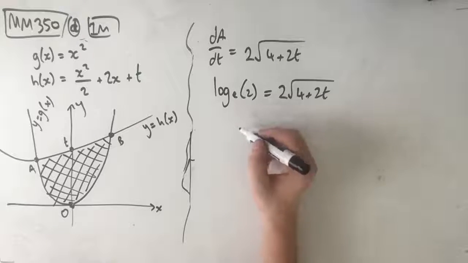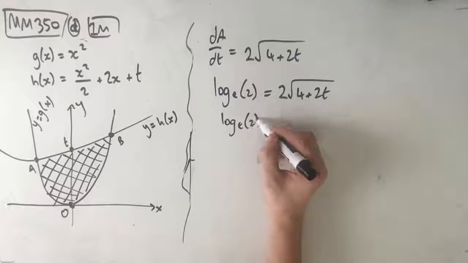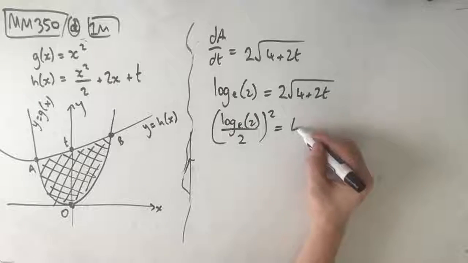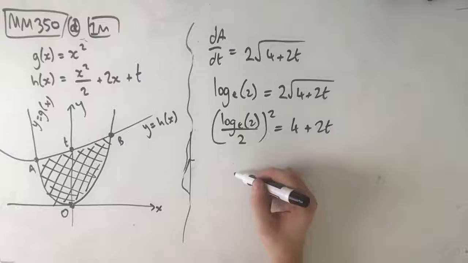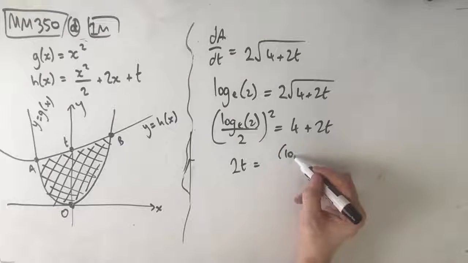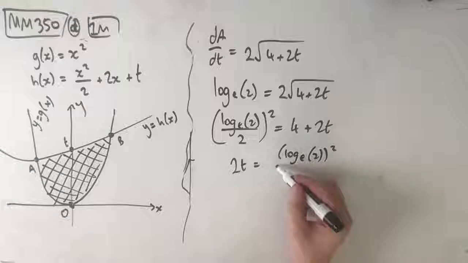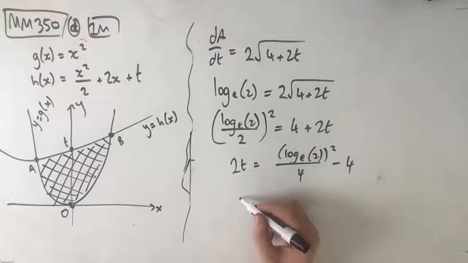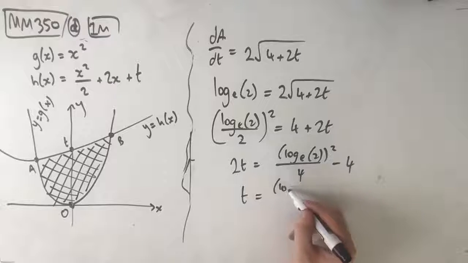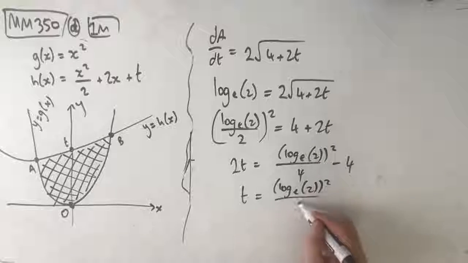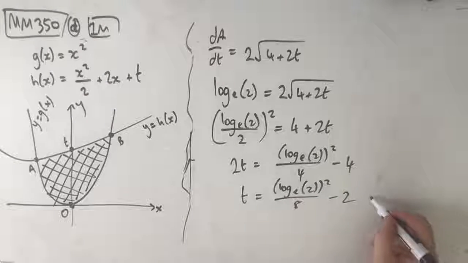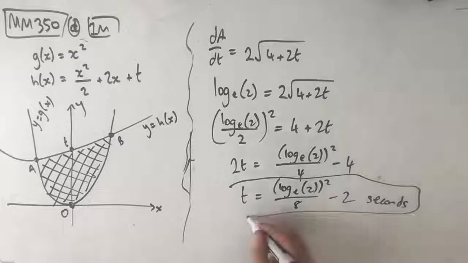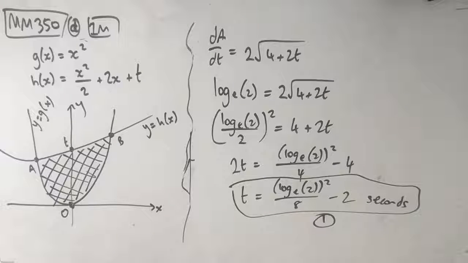You can do this on your CAS because it's just a 1 mark question. Log e of 2 over 2, and then we can square both sides to get rid of that square root, and that is going to equal 4 plus 2t, which means that 2t is equal to log e of 2 squared over 4, so I've just done 2 squared there, and minus 4, so this minus 4 is on the other side. So then t is equal to log e of 2 squared over 8 minus 2, seconds. This is our first and only mark for part D.